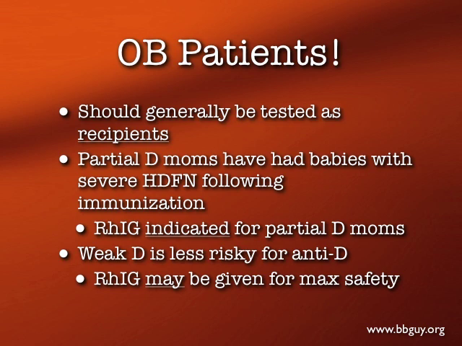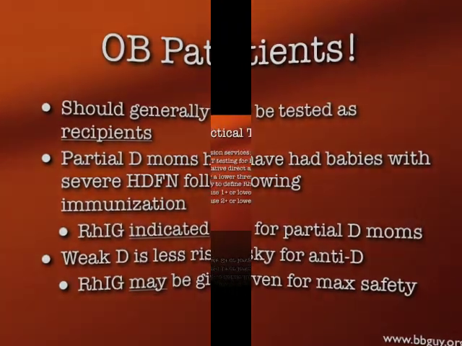So RhIG is indicated, as I said. Weak D moms, on the other hand, the very few weak D moms will make anti-D. However, there is a growing body of thought that it's not the worst thing in the world to give anti-D to someone who tests initially as D negative as a mom. Again, we're not talking about very many people, because most people that used to be weak D are going to test as D positive now. But if someone truly does test as D negative, it's probably, just like recipients, best to leave them as D negative and give them RhIg when indicated.